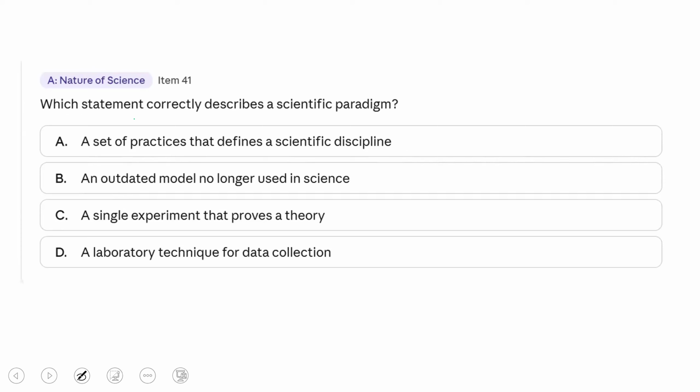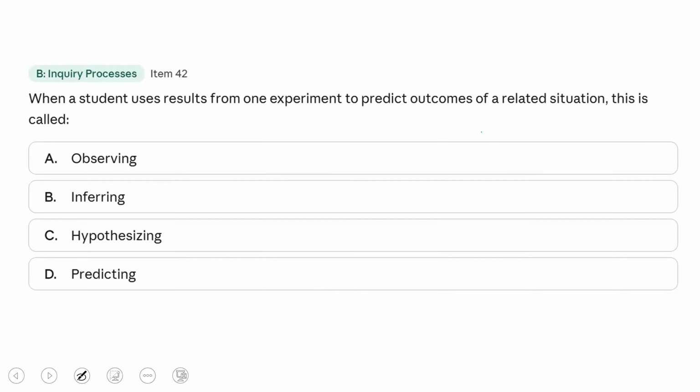Next, which statement correctly describes a scientific paradigm? So what's your answer for number 41? It's letter A. A set of practices that defines a scientific discipline. 42. We are here now on inquiry processes. Item 42. When a student uses results from one experiment to predict outcomes of a related situation, this is called what? A, B, C, or D? It is, of course, predicting.